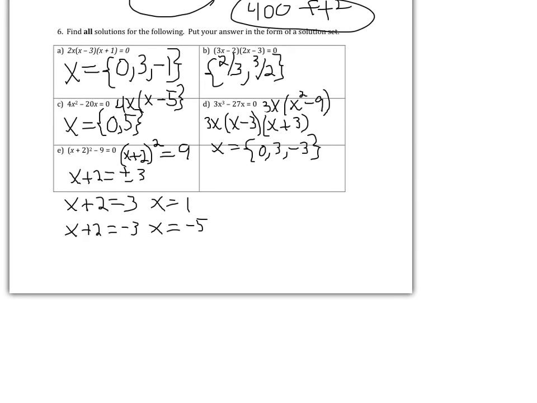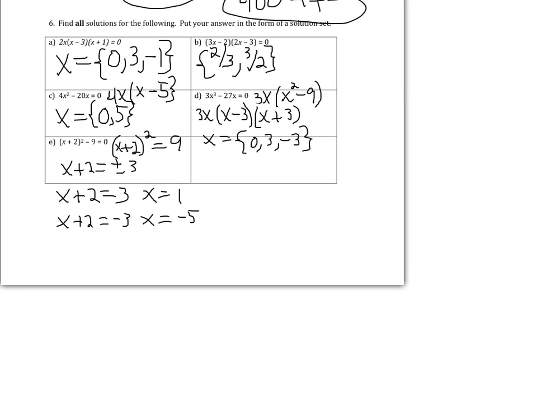Okay, so number 6, we're looking for all the solutions using the zero product property. So what we were trying to do is, if it's already factored, we're using that to find all the values that set the expression equal to 0. So when any factor is equal to 0, then the whole thing has to be equal to 0. So for A, we're going to end up with 3 values that set this equal to 0. So 2x is 0 when x is 0, x minus 3 is 0 when x is 3, and x plus 1 is 0 when x is equal to negative 1. Those are our 3 solutions.